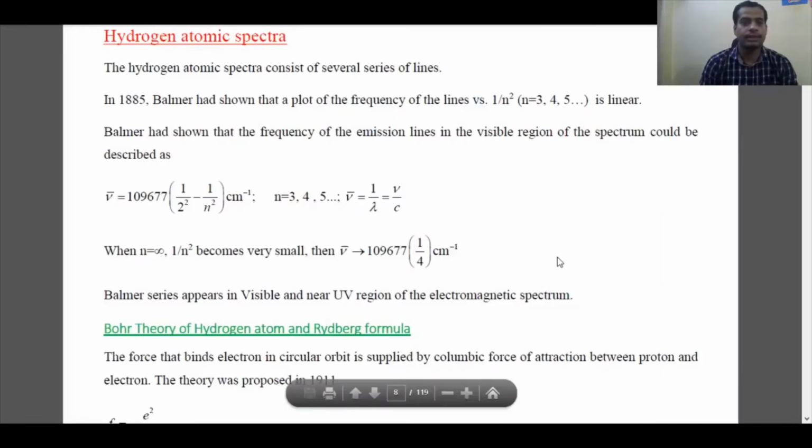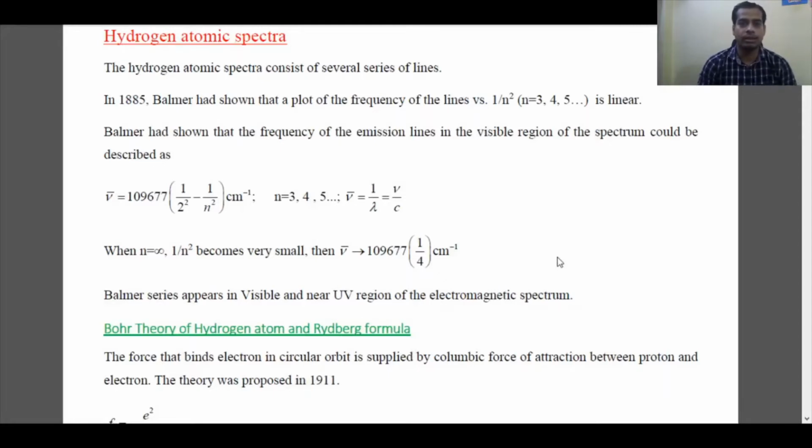Hello. In this session, we'll discuss hydrogen atomic spectra. We'll start to understand the origin of hydrogen atomic spectra. We'll first understand Bohr's atomic theory, and we'll understand the hydrogen atomic spectra in terms of the Rydberg formula in a more general way. The first hydrogen atomic spectra was observed by Balmer in 1885.